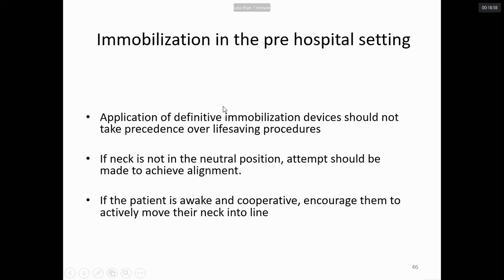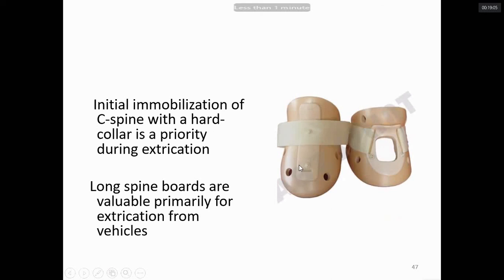So you see, this one is the anterior part, and this one is the posterior part. This is the Philadelphia collar. These are the things you should apply.